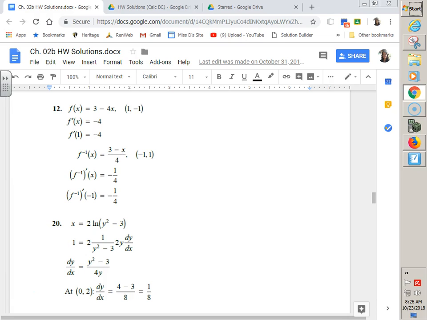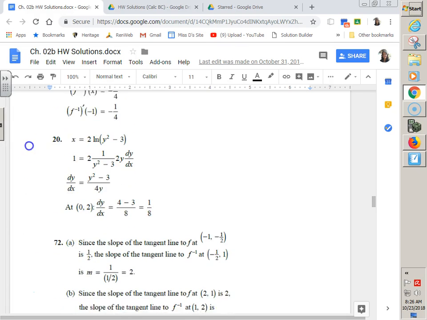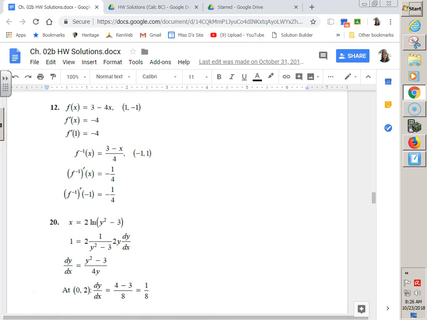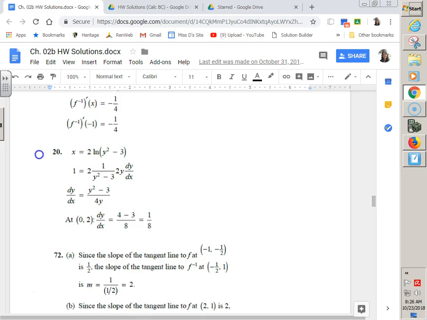I apologize, there's the b. With the b of -1. Well, did they ask you to do it implicitly and with the formula? What were the directions on number 12? Oh, that's it? Oh, okay, so I'm going way deeper than it asked you to do. I apologize. The final answer for the derivative of the inverse is just -1/4. I apologize.